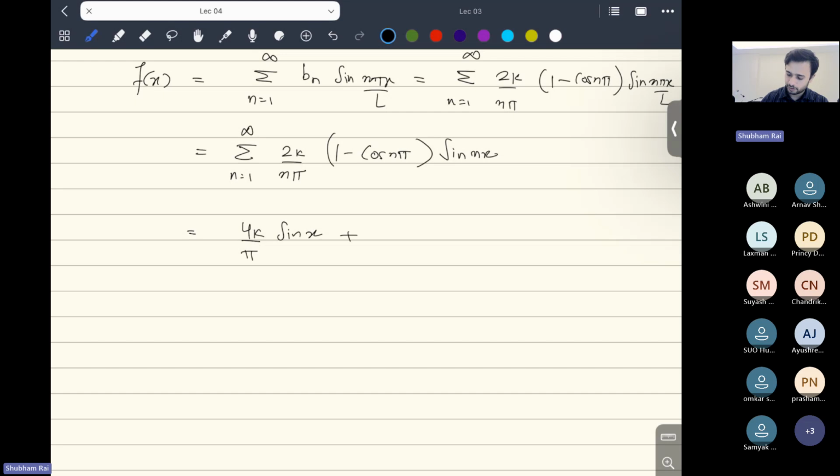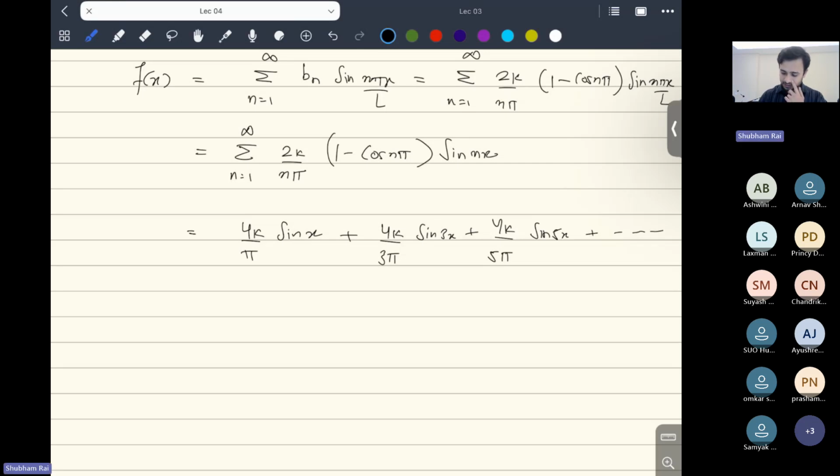For n equal to 2, what will you get? Because cos of 2 pi is 1, 1 minus 1 will be 0. So all the even terms will be 0. So when n is even, 1 minus cos n pi will be 0, because cos n pi is 1. In case of odd terms only, it will be there. So let's say for n equal to 3, it will be 4k by 3 pi sine 3x. And then n equal to 5, so you'll get 4k by 5 pi and sine 5x, and plus and so on.